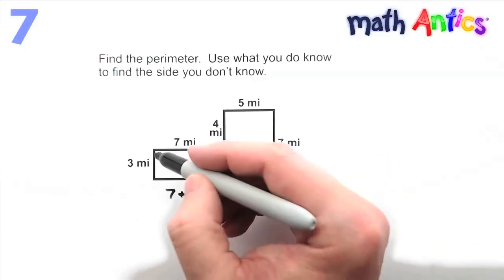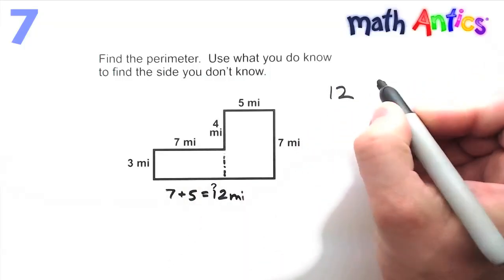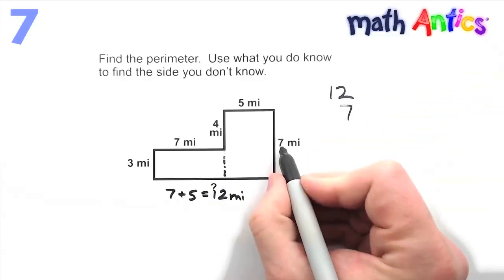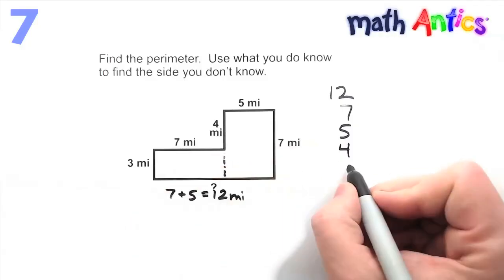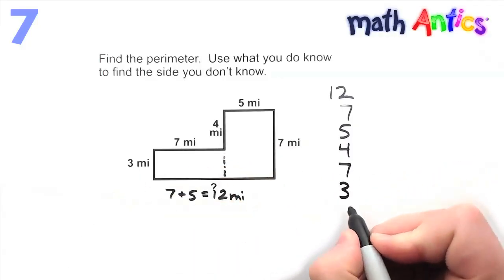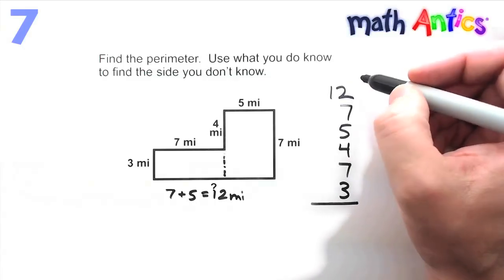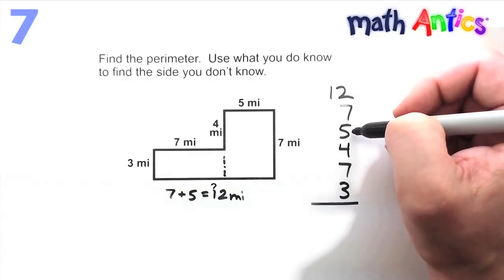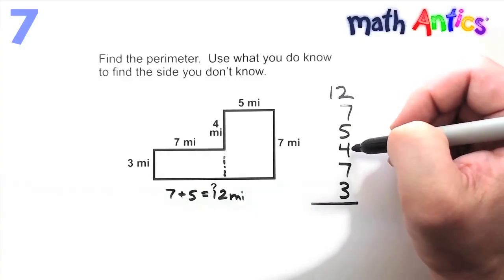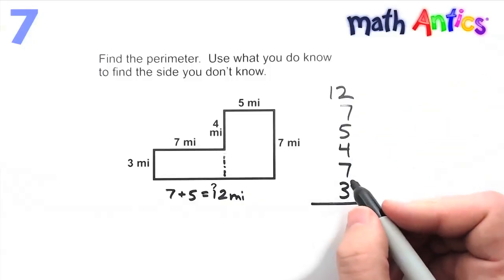So now we just add up the lengths of each individual side just like before. So we'll start with 12, and then we'll go 7, 5, 4, another 7, and 3. So we add up all those together. So let's do it. We'll just go down and accumulate like before. So we have 2 plus 7 equals 9. 9 plus 5 equals 14. 14 plus 4 equals 18. 18 plus 7 equals 25. 25 plus 3 equals 28.